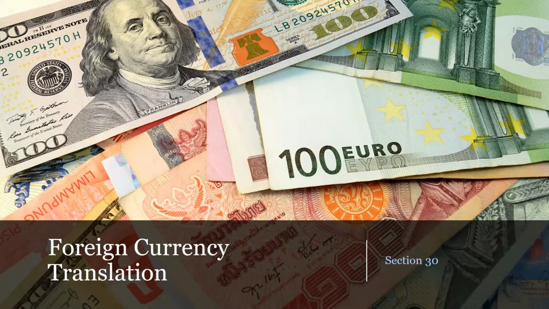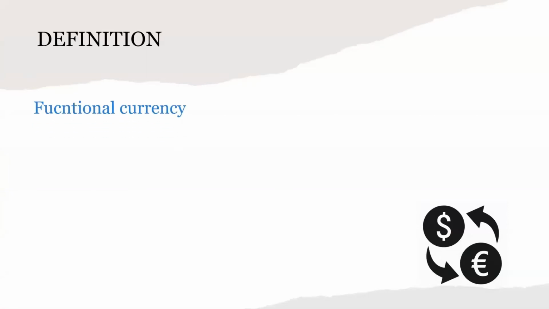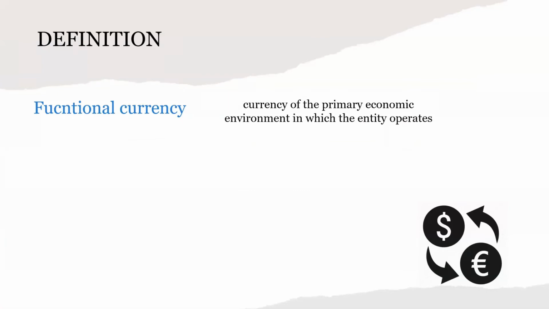Moreover, the exchange rates change every minute. So, how to bring a bit of organization into this currency mix-up? So, ito yung sagot natin for foreign currency translation. But before that, let us define ano muna yung functional currency. So, functional currency is the currency of the primary economic environment in which the entity operates.